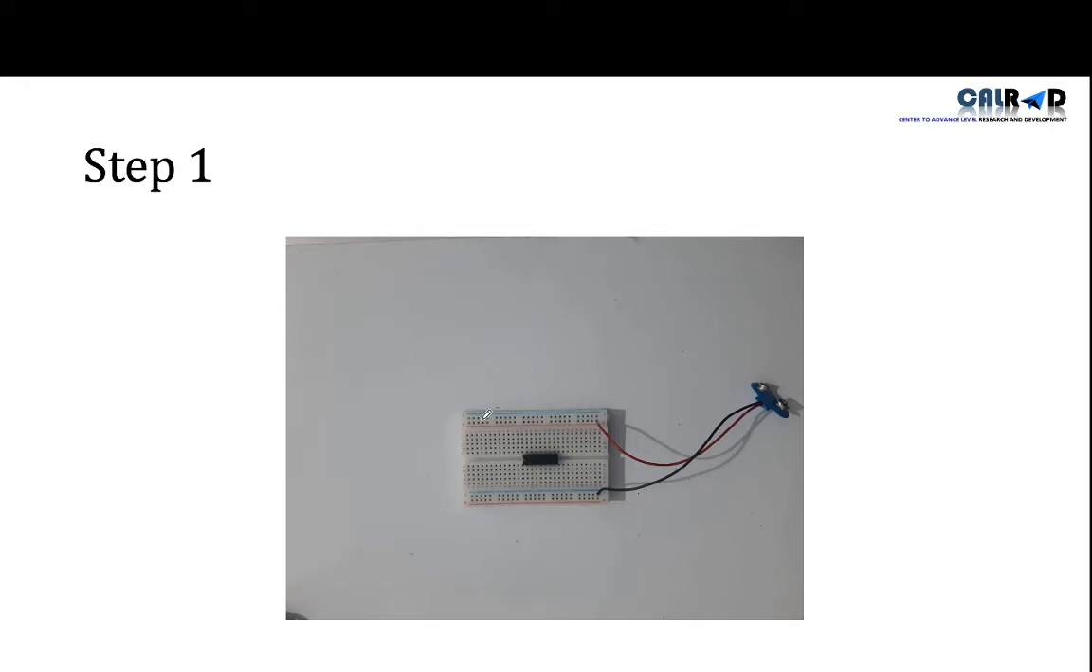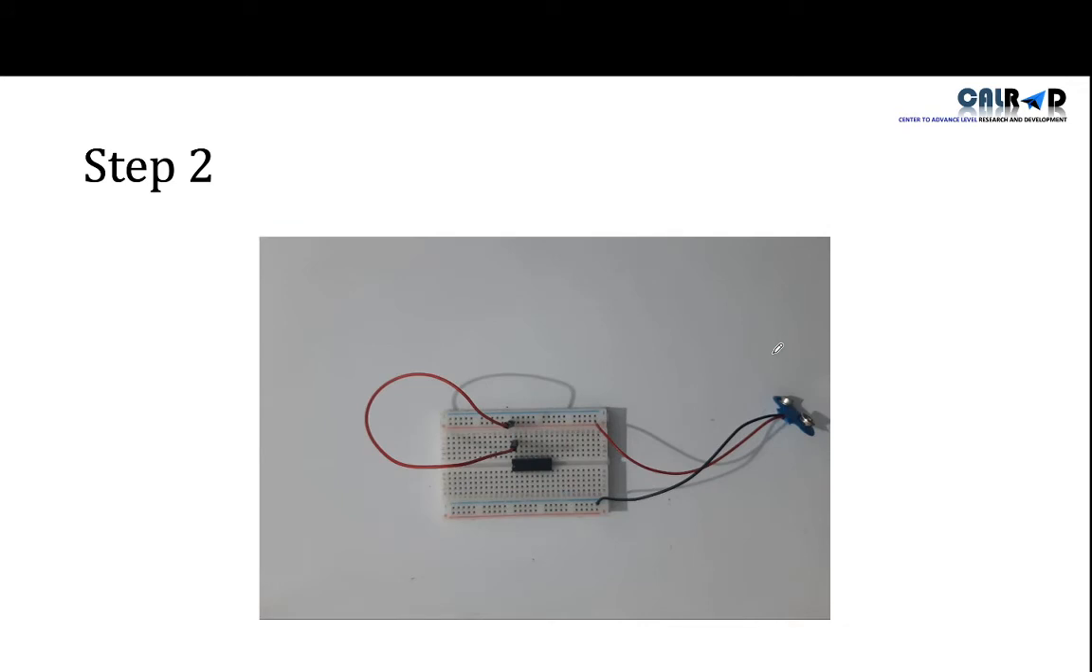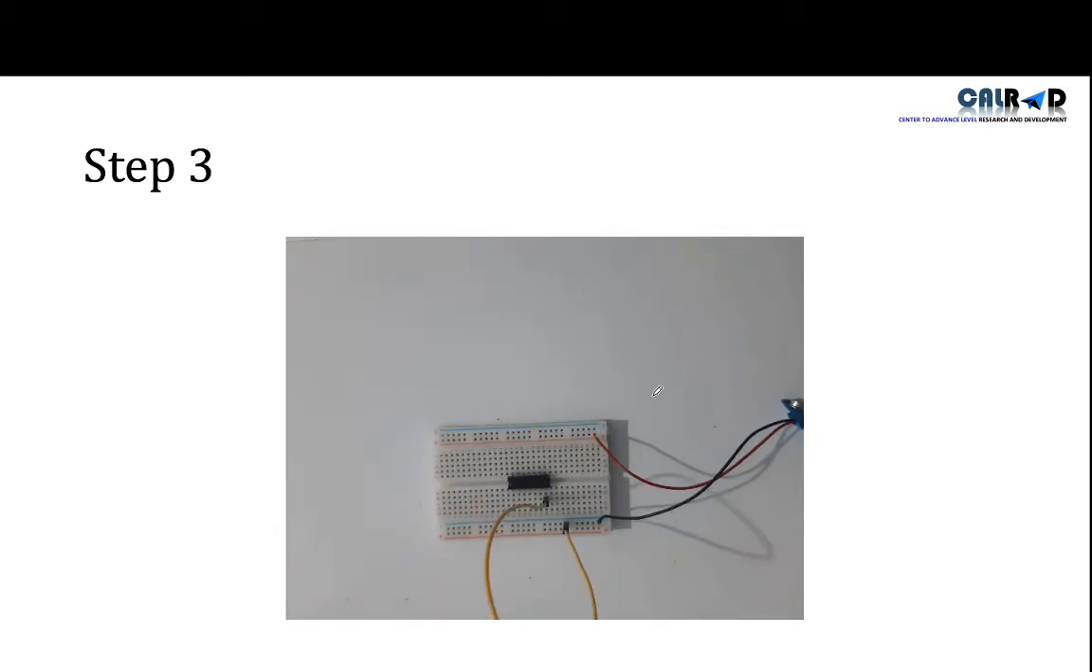So the first step is we fix our IC on the breadboard, and our breadboard is connected with the positive and negative wires of the battery, yet the battery is not connected with it. Second step is connect the 14th pin with the positive terminal of the battery. Third step is connect the 7th pin with the negative terminal.